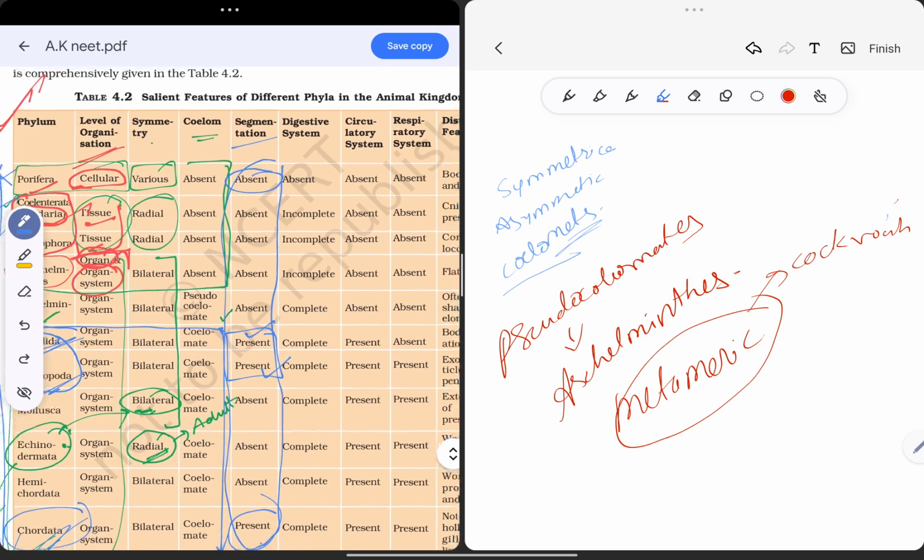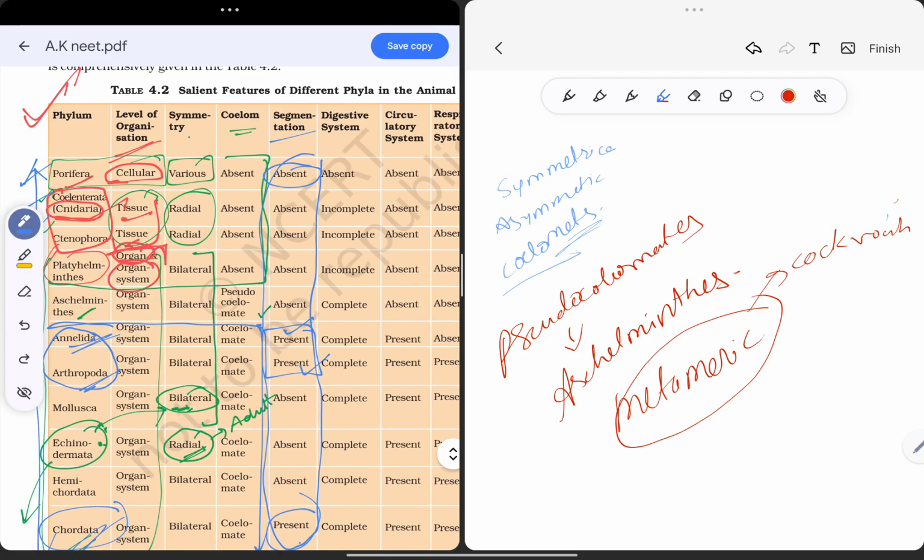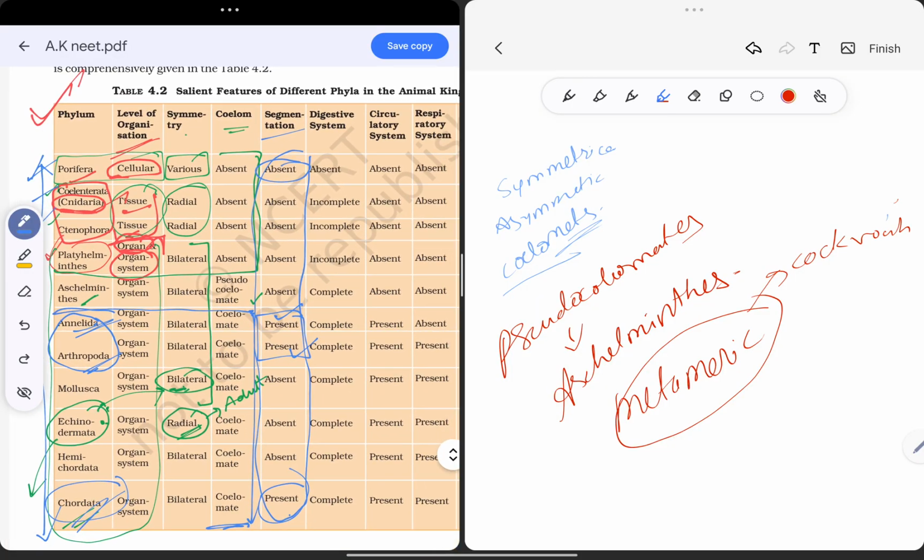The next one is the digestive system. A digestive system can be of two types: open or closed. Let's see which phyla have a digestive system and which do not. Porifera does not have a digestive system; it is completely absent, no digestive system at all.